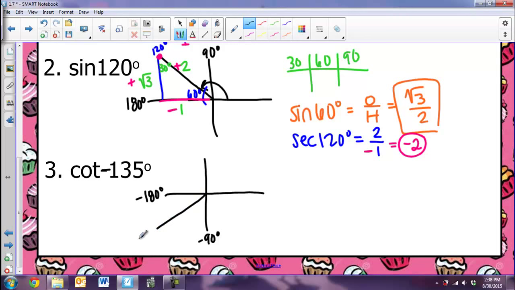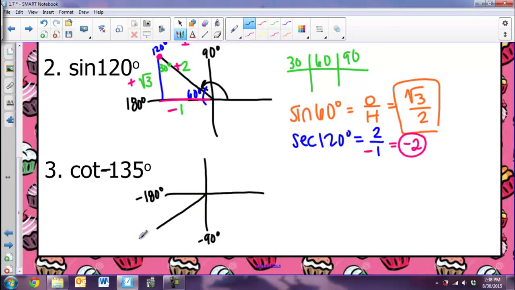Opposite my 30 is going to be 1, but look, you went down, so it's negative 1. Opposite my 60 is going to be 1 times the square root of 3, so the square root of 3. And opposite your 90, which is your hypotenuse, is 2. Okay, notice that you went to the right, so it's positive root 3.